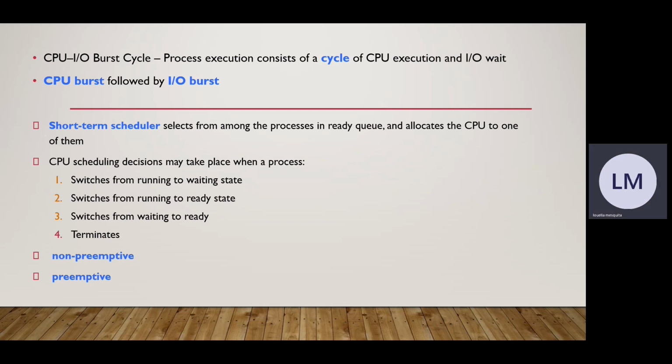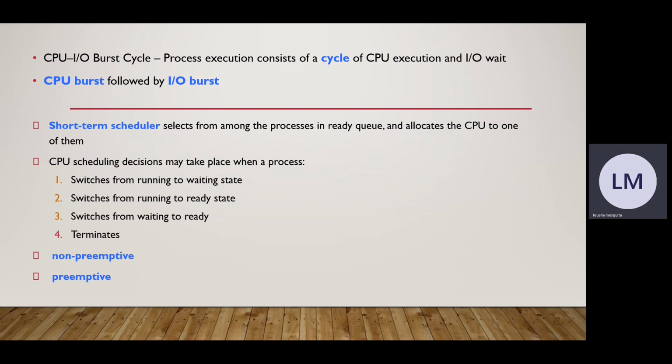Typically, processes alternate between two states, CPU burst and IO burst. Processes begin with a CPU burst, followed by an IO burst, then again followed by a CPU burst, then another IO burst, and so on, and finally a CPU burst, and then the process terminates.